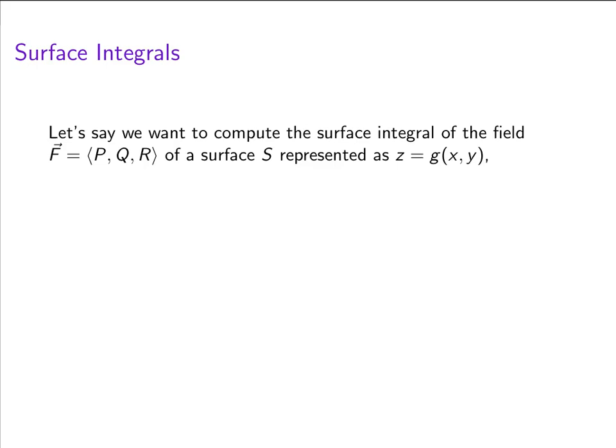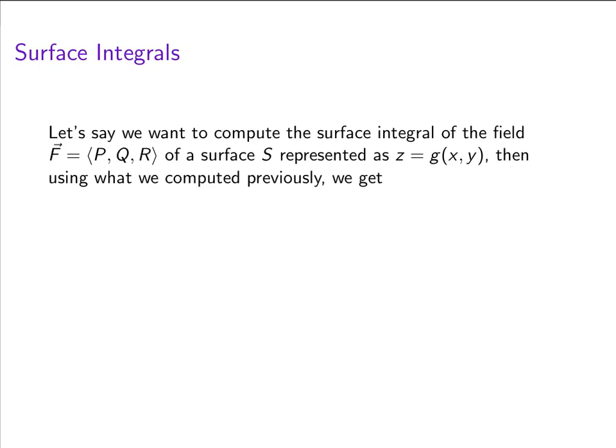Hello, calculus fans. We just got done talking about computing the surface integral of a vector field through a parameterized surface. So naturally, now we would like to do the same thing, but in the case where the surface is given to us as a graph, z equals g of x, y.